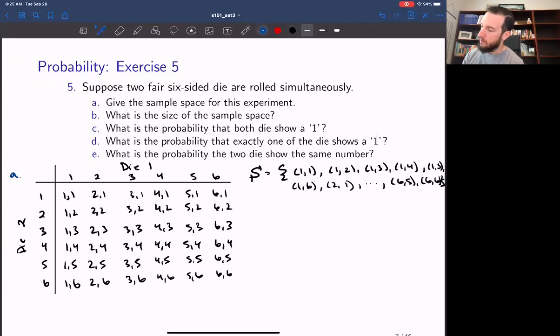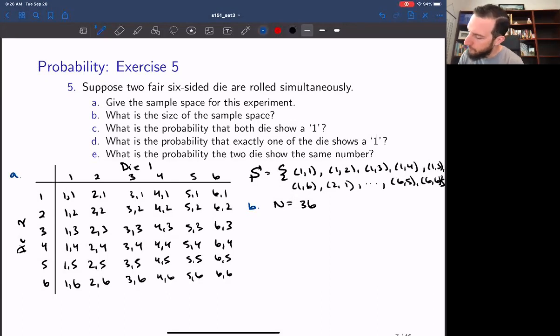Now, when we count the size of the sample space, we have 36 different outcomes. So there are 36 different things that can happen when you roll two dice at the same time. Those 36 outcomes make up our sample space. The list of those outcomes is given in the cross tab, but we could also write it in the more formal way if we wanted to.